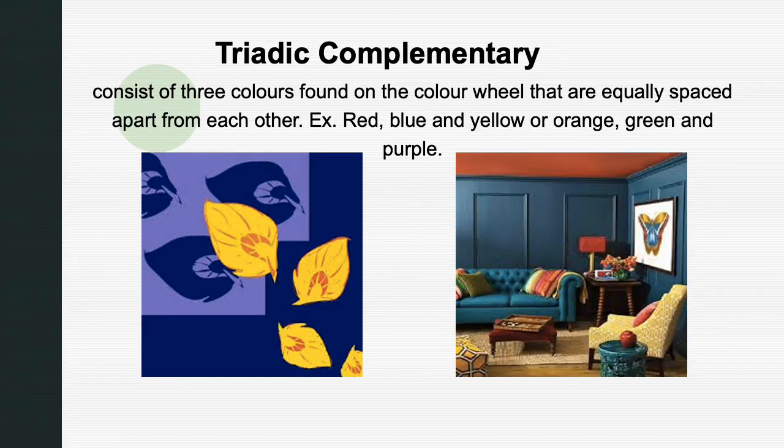Triadic complementary. It consists of three colors found on the color wheel that are equally spaced apart from each other. For example, red, blue, and yellow, or orange, green, and purple. You can see these colors in these two images. Triadic means three.